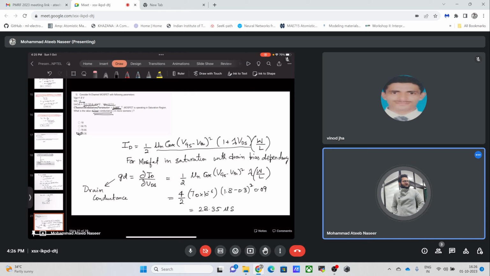Microsieverts. Okay. Microsieverts is the answer. So W by L was there, which we had missed while writing down the formula. So it's okay. We arrived at the result just in time. Otherwise, we might have missed this W by L value.